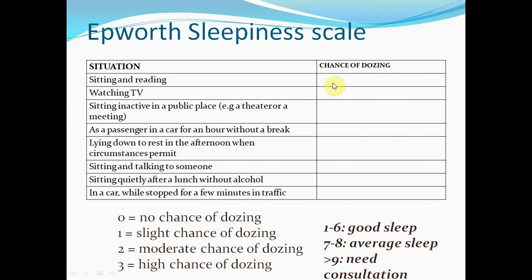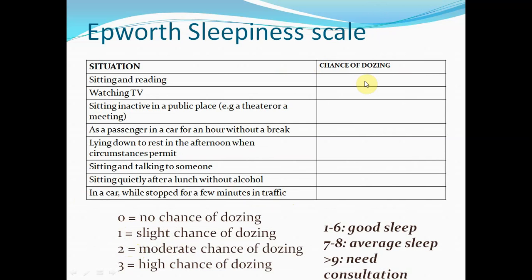So in this there are certain situations, and the chance of dozing during these events are marked from 0 to 3. The situations are sitting and reading, watching TV, sitting inactive in a public space, as a passenger in a car for an hour without a break, lying down to rest in the afternoon when circumstances permit, sitting and talking to someone, sitting quietly after lunch without alcohol, in a car while stopped for a few minutes in traffic. This, in fact, is when he is driving. The chances are graded as 0, no chance, 1, slight chance, 2, moderate chance, and 3, high chance of dozing.